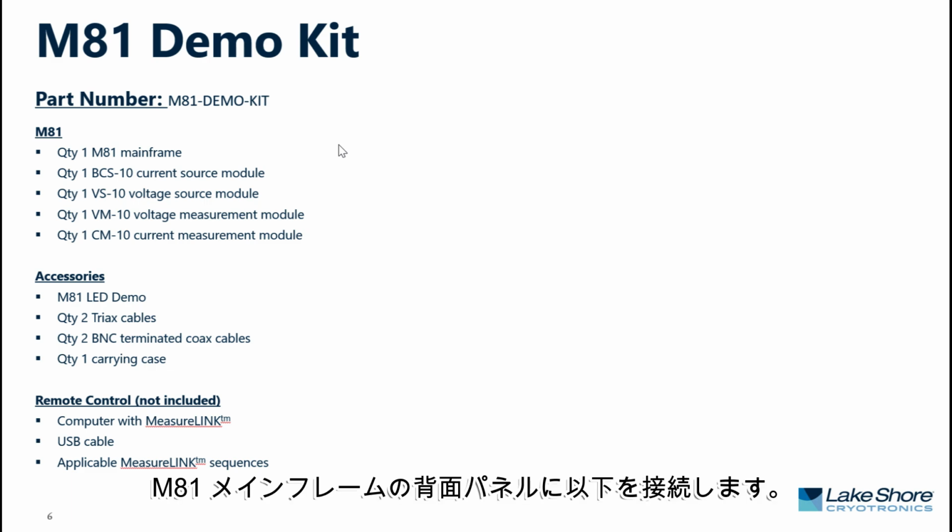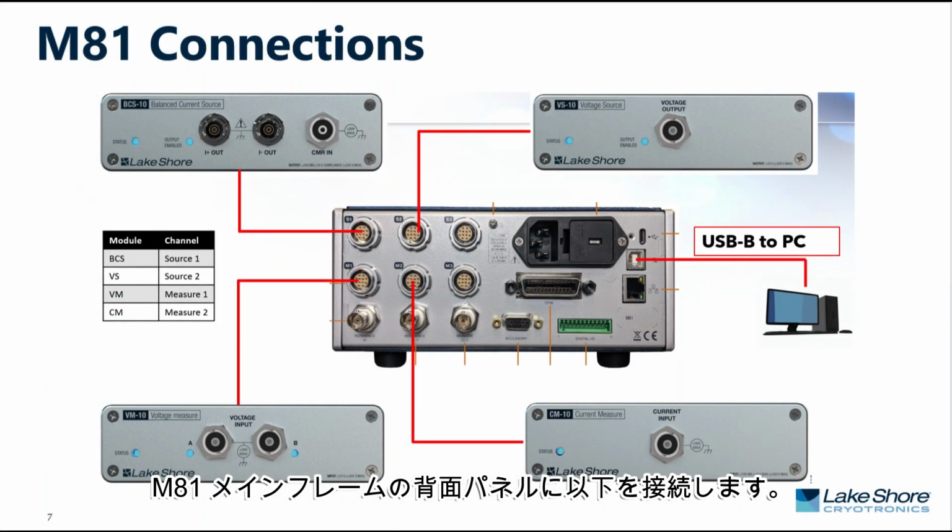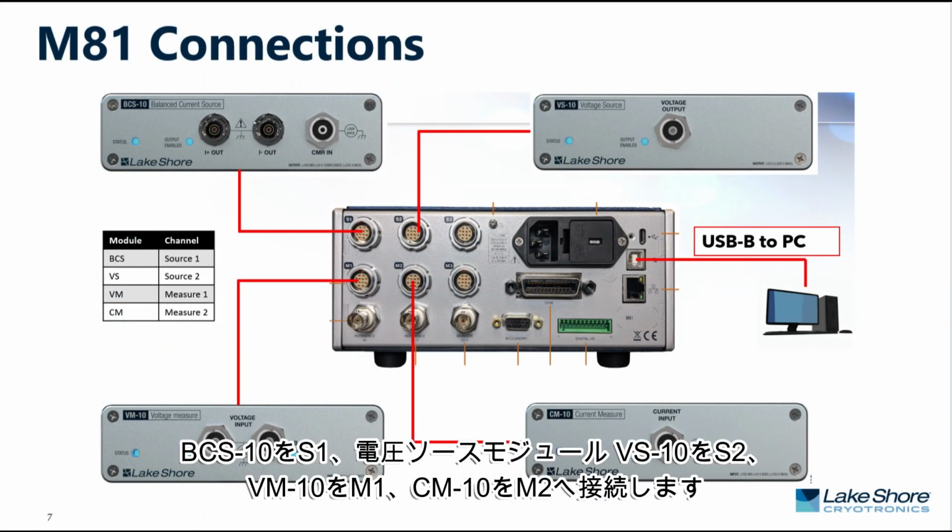So the following will be connected to the rear panel of the M81 mainframe. That's going to be the BCS10 in slot 1 or S1, voltage source VS10 in S2, the VM10 in M1, and then the CM10 in M2.